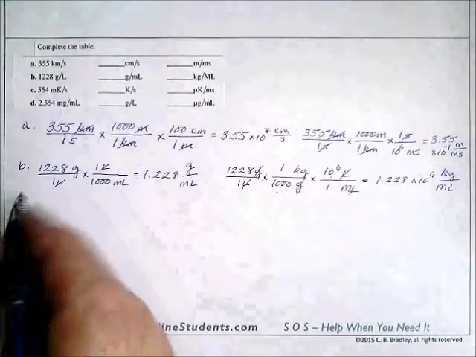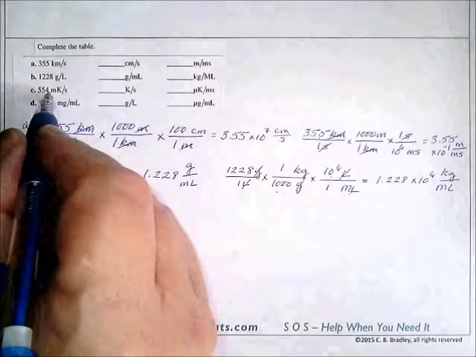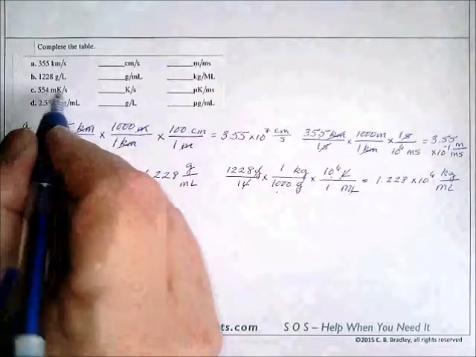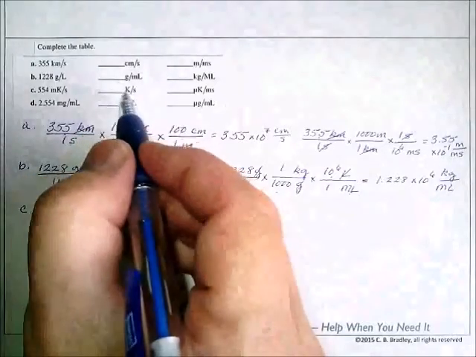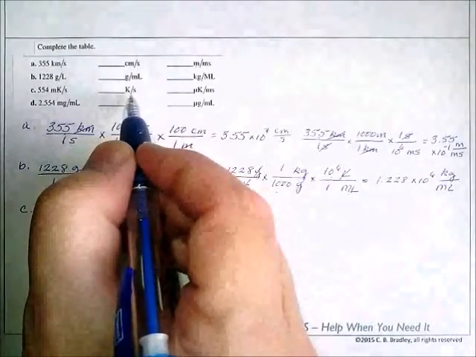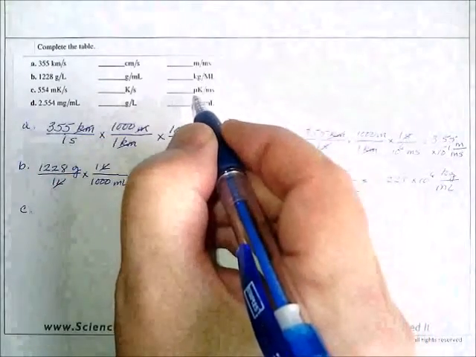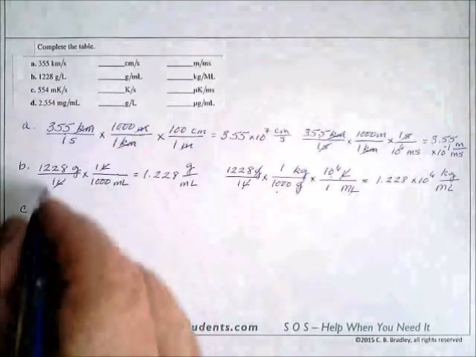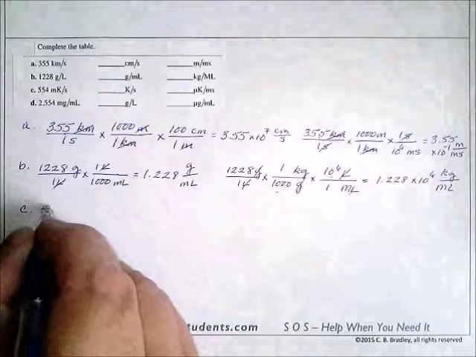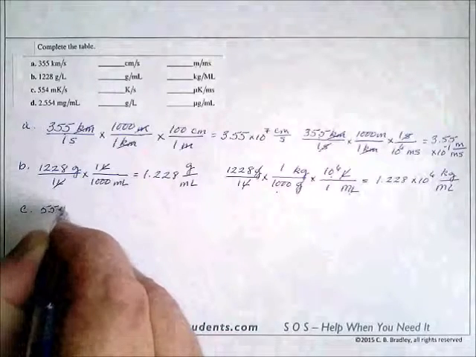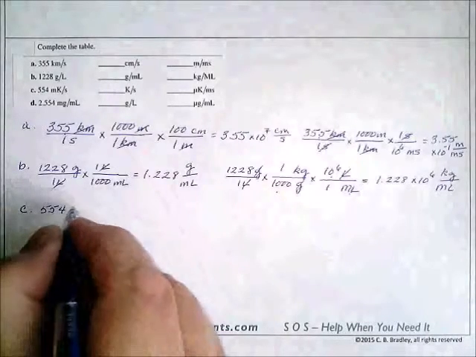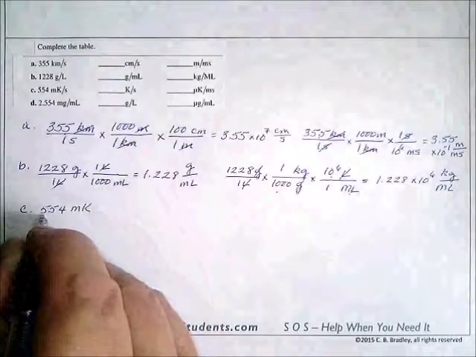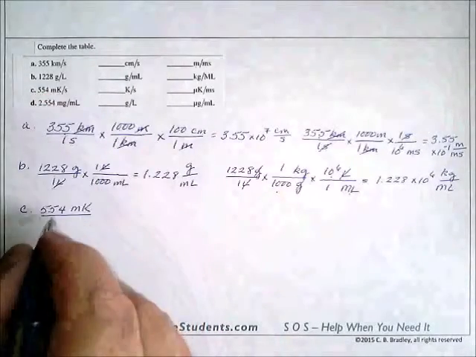C. 554 millikelvins per second. And we're going to kelvins per second, and then we'll go to microkelvins per millisecond. 554 millikelvins in 1 second.